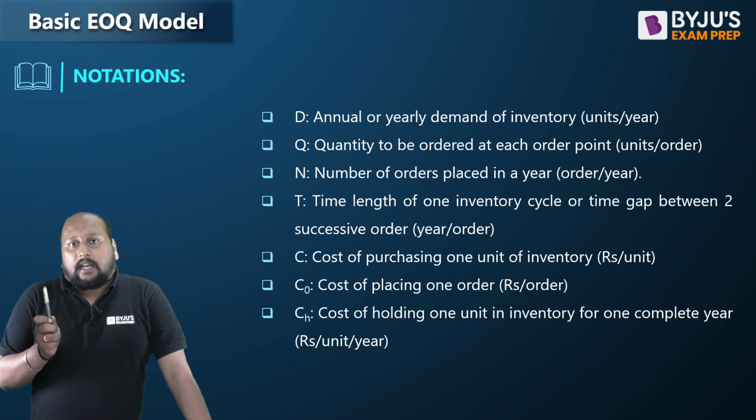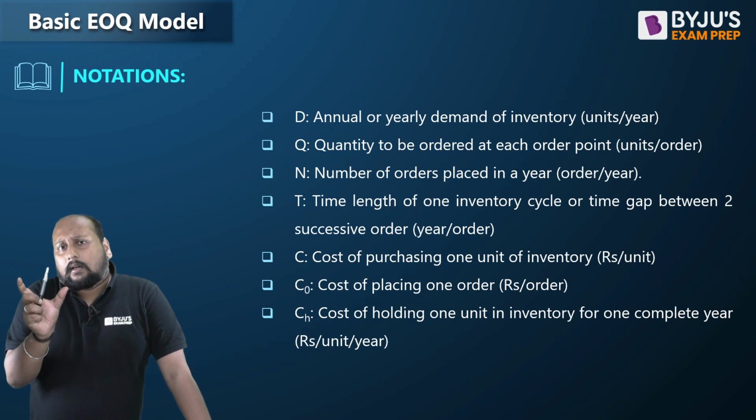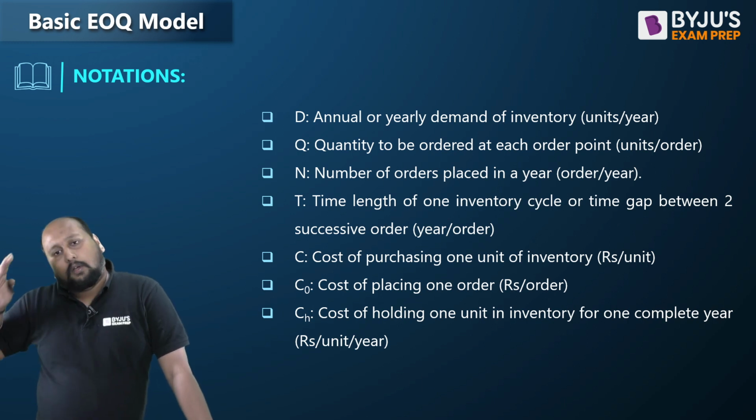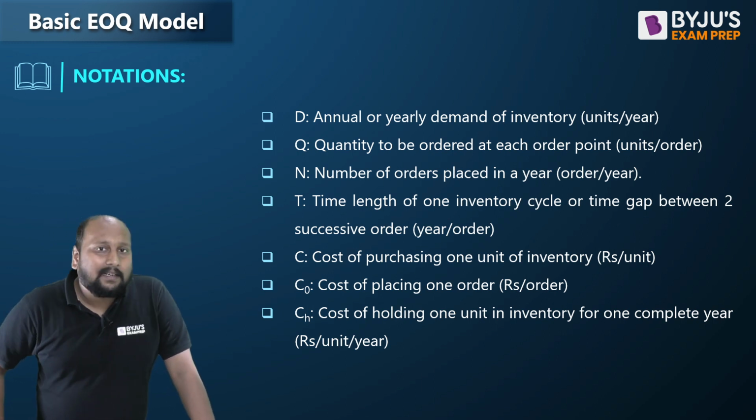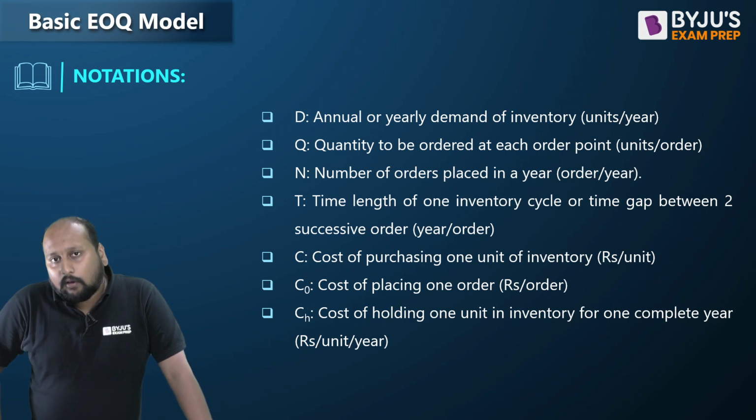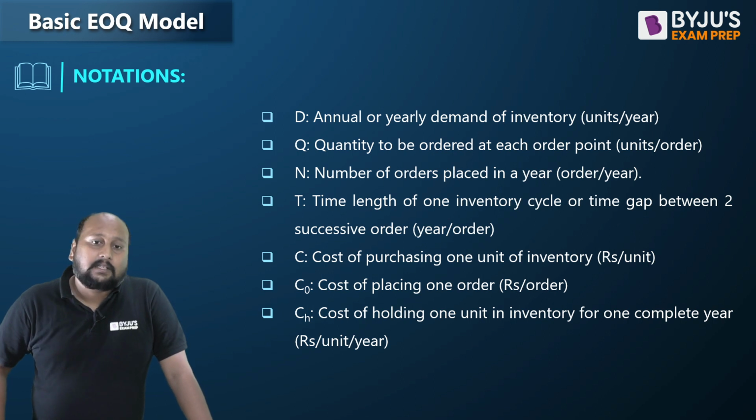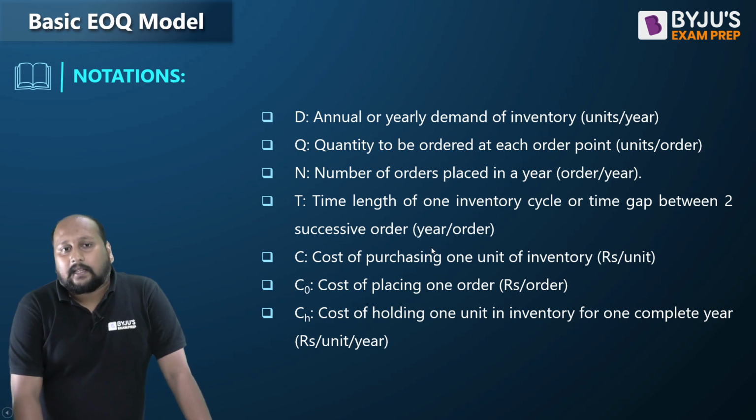That means if one inventory goes from maximum to zero in 20 days, then 20 days is called the inventory cycle time. It will always be constant. It's not like we start with 20 days and later have 25 days. No, this time cycle for the EOQ model will always be constant. Capital C represents your unit price, Co represents your ordering cost, or cost per order, and Cs represents your holding cost of 1 unit per year. So these are the notations that we'll be using.